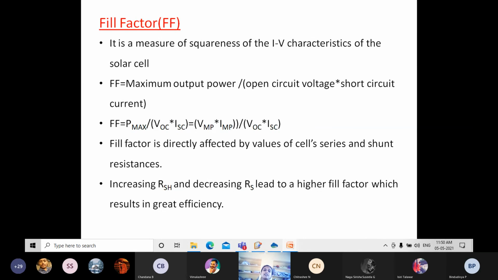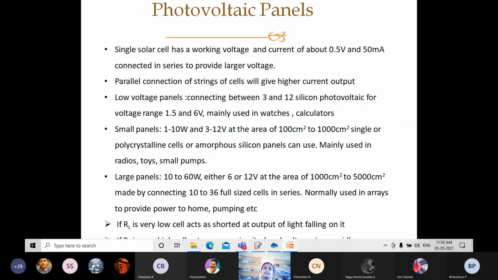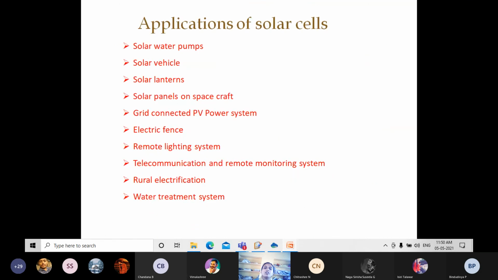In the next class we shall discuss the fill factor, the factors limiting the efficiency of the cell, and photovoltaic panels. Okay, applications of solar cells.